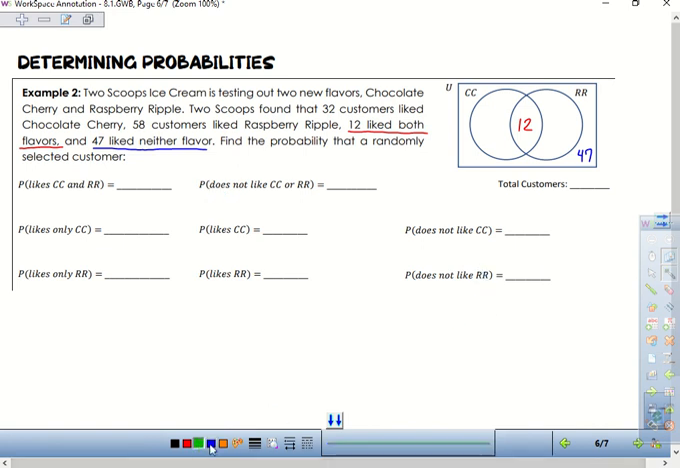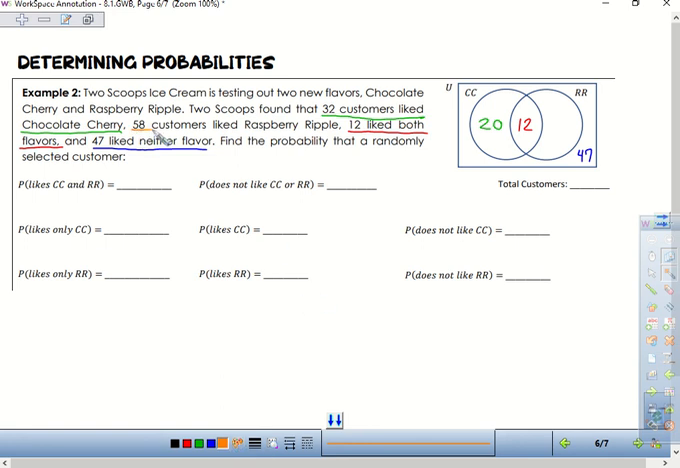So now we have to do a little bit of math here. It says here, 2 Scoops found that 32 customers liked chocolate cherry. But what's the problem? We already have 12 of those customers in the circle. So what do we have to do to find what goes here? Subtract. So what's 32 minus 12? 20. So now, as you can see, the circle for chocolate cherry has 32 people in it. Does everybody see how we got that? Subtract, 32 minus 12. Now the circle has 32 people in it, because we already had 12 people in the circle.